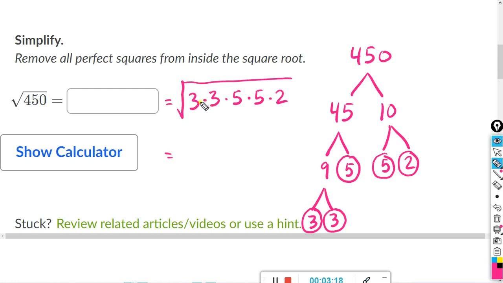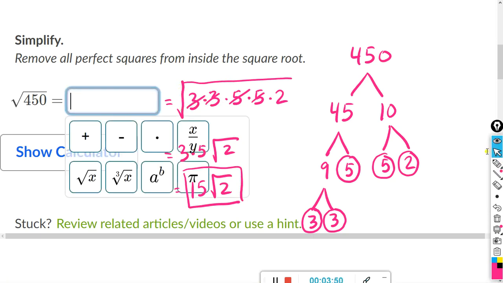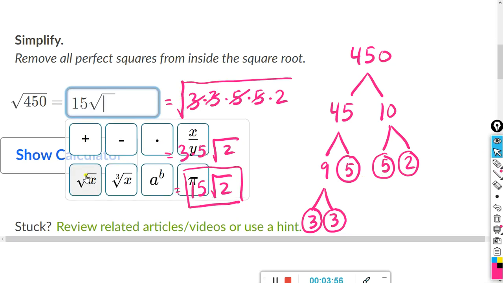Okay, so since we have 3 times 3, the square root of 3 times 3 is just 3. The square root of 5 times 5 is just 5. So that's going to be multiplied by 3. And left over, underneath the radical symbol, we have the 2. Okay, and of course, 3 times 5 is just 15. And we still have radical 2. Okay, so the numbers that you pull outside of the square root, they get multiplied by each other. So click in the box, you type 15, click the square root symbol, and type 2.